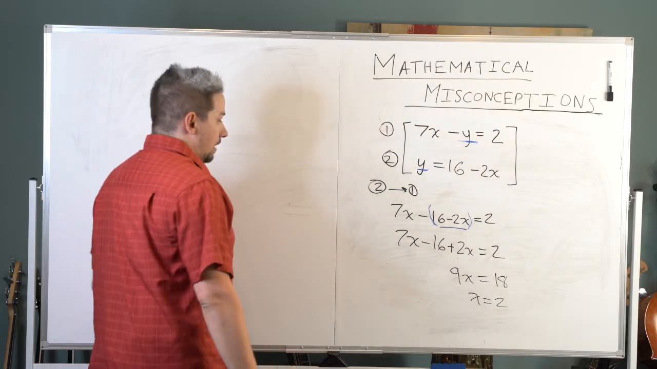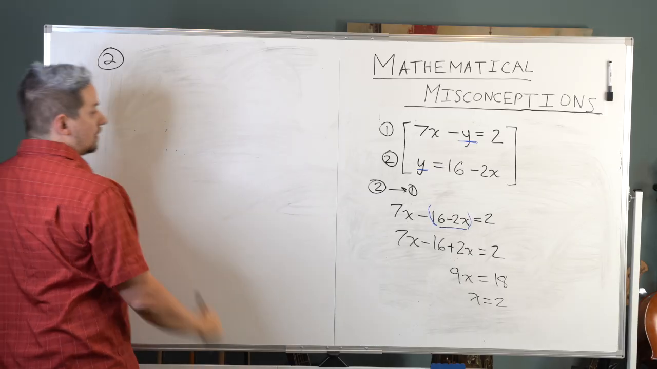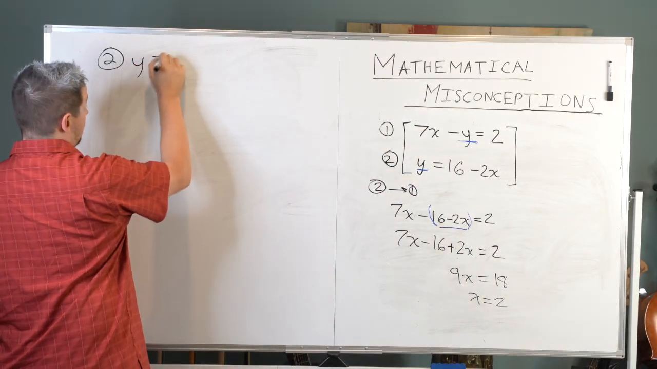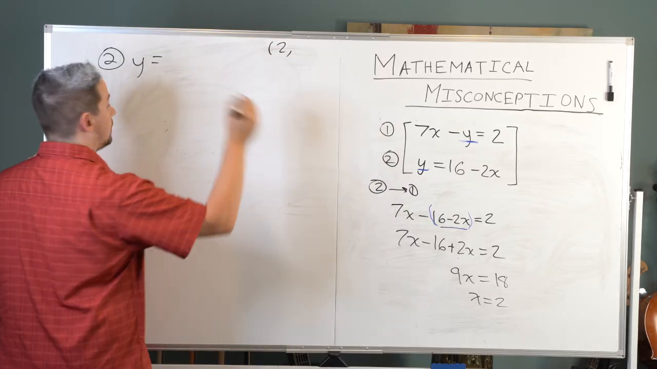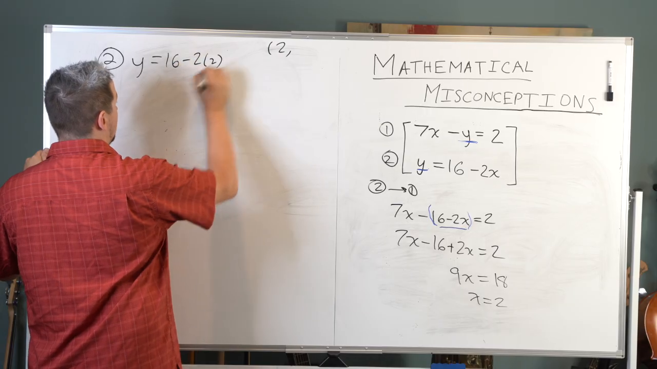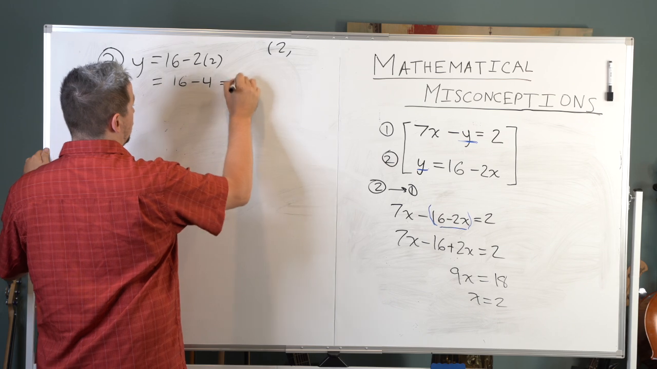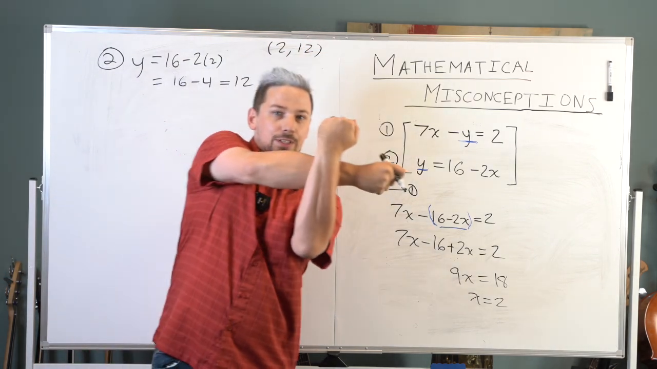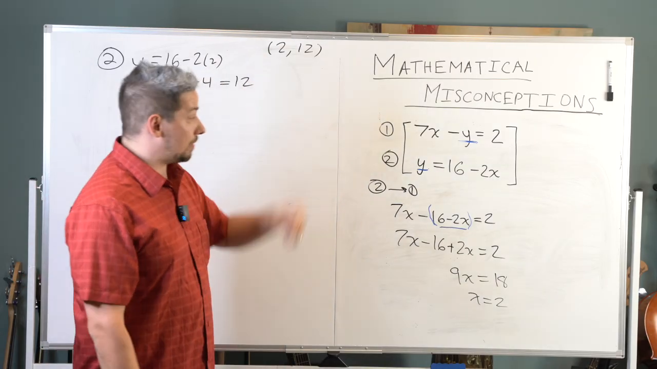If x is 2, then we can plug it into equation 2. Let's just do it up here, keep it nice and simple. Let's just plug it into equation 2. Y equals, and then we have 2 comma something. We'll figure out what that is. 16 minus 2 times 2. 2 times 2 is 4. 16 minus 4 is equal to 12. So the point of intersection of two lines, point of intersection, 2, 12. That's what we look for when we solve a system of equations.